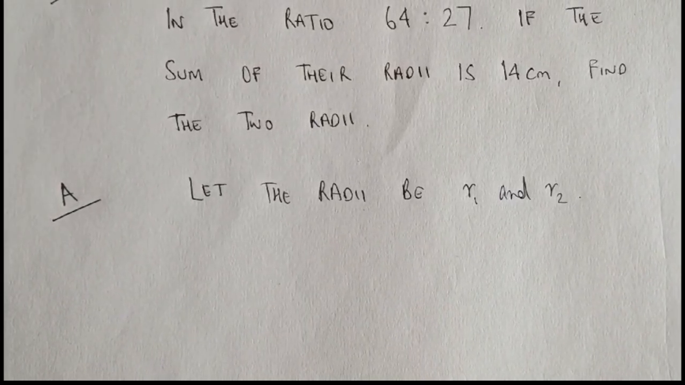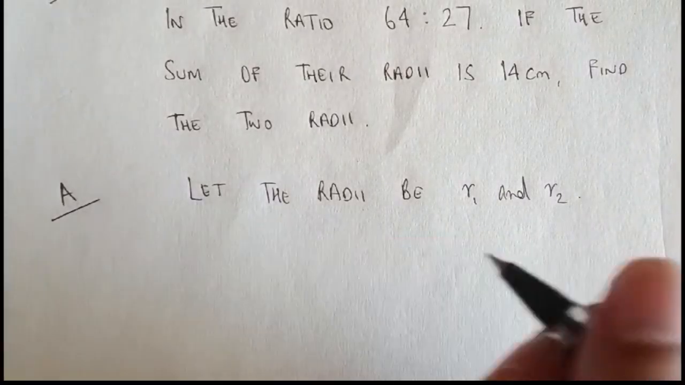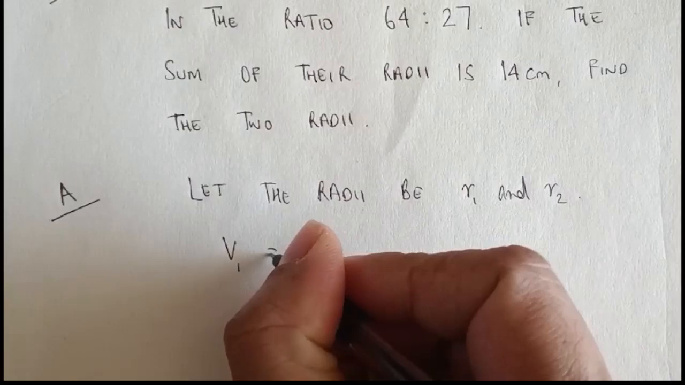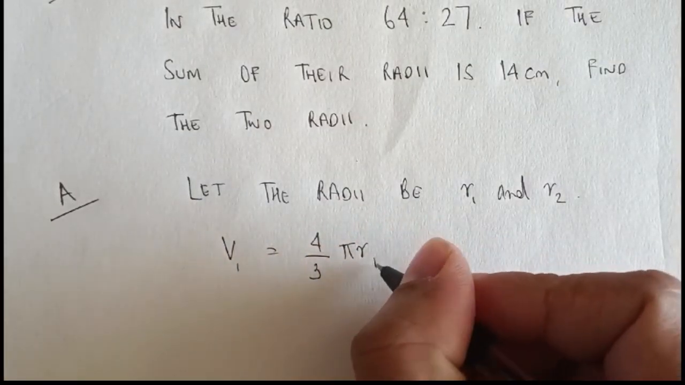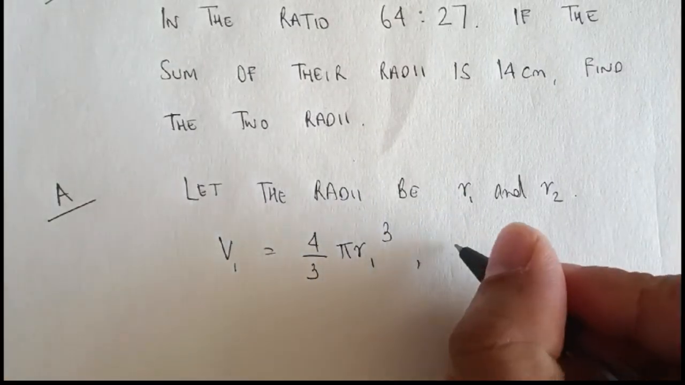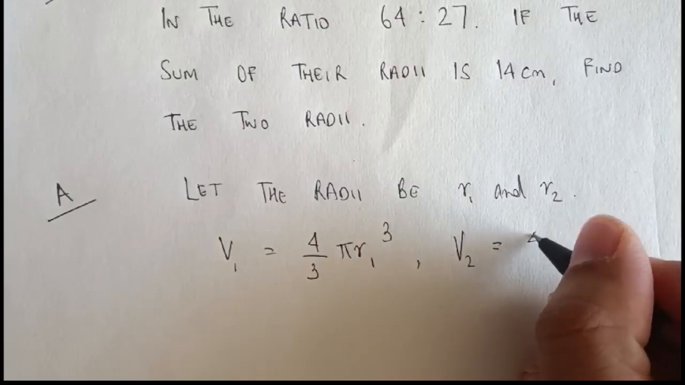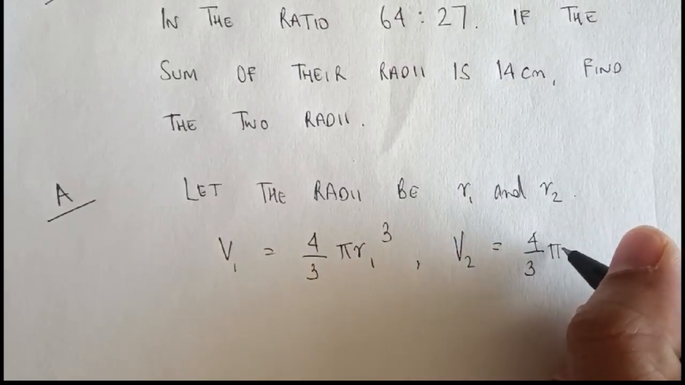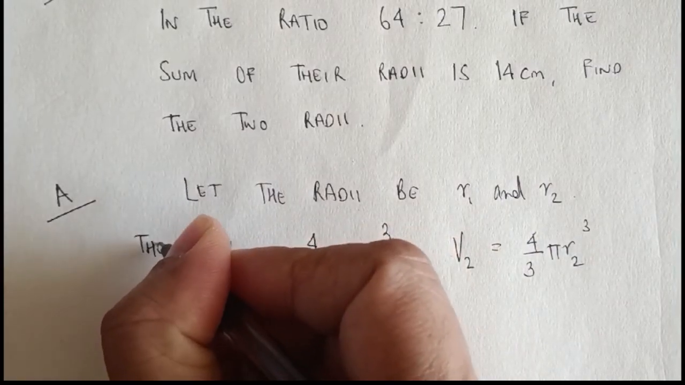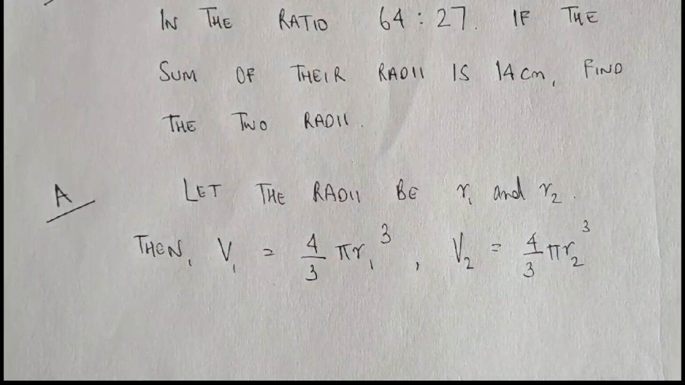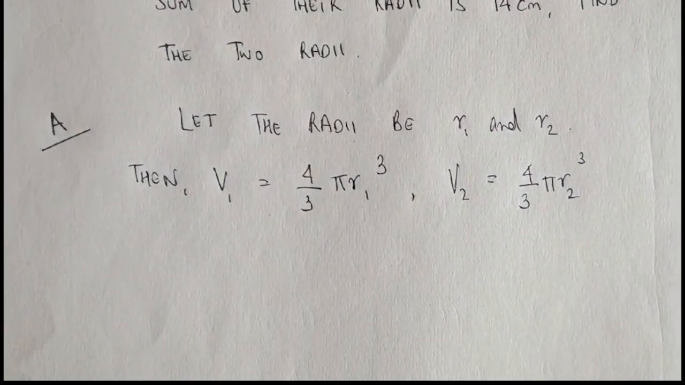So proceeding along, what are the things that we know? First of all, what is the volume of a sphere? The volume of the first sphere is equal to 4 by 3 pi R1 cube, and the volume of the second sphere is 4 by 3 pi R2 cube. Okay, now what do we know?